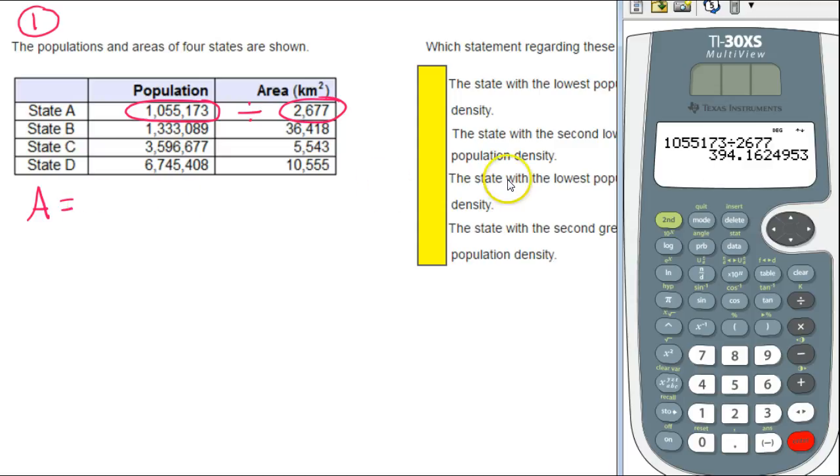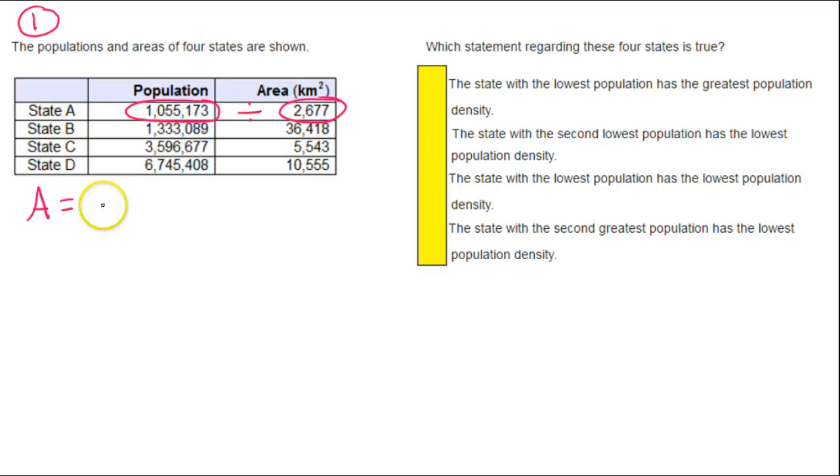Okay, so we get ourselves a population density of 394.16. Or, I'll just round to a whole number. So 394. Okay, 394 people per square kilometer. All right, so let's do that for all of the states. Now let's find the population density for state B in the same way. We'll do the population divided by the area.